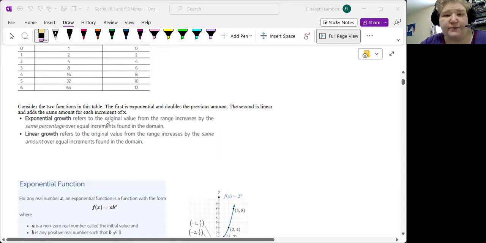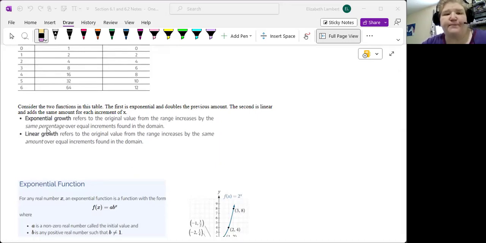All right, so exponential growth is the same percentage change over equal increments of, usually it's time, or whatever the domain is. Linear growth is the same amount. We're adding the same instead of multiplying by the same.